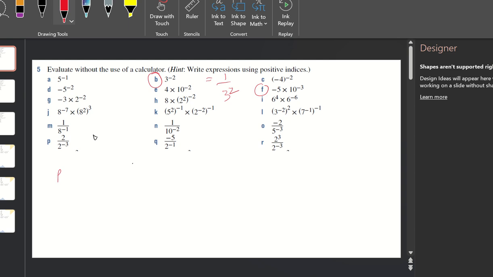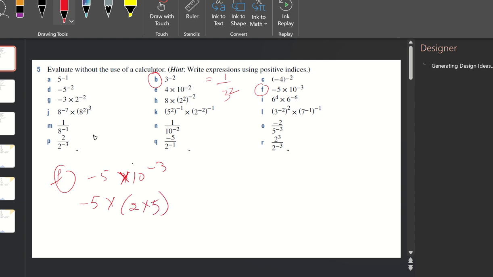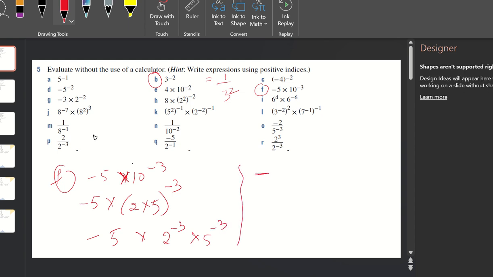Okay, now if you look at question F, your question F is minus 5 times 10 to the power of minus 3. Remember, the bases always have to be prime numbers, so it's minus 5. 10 is 2 times 5, so we put it in the brackets and raise it to the power of minus 3. So that becomes 5 times 2 to the power of minus 3 times 5 to the power of minus 3. Then the minus stays there, in ascending order or increasing value. So you have 2 to the power of minus 3 times 5 to the power of 1 minus 3.